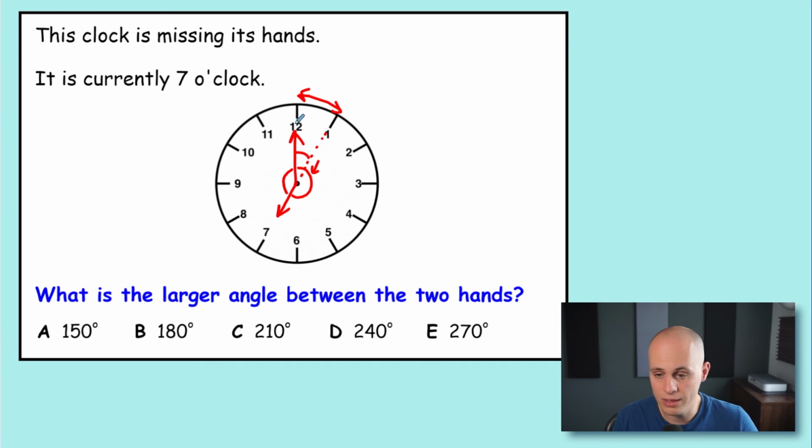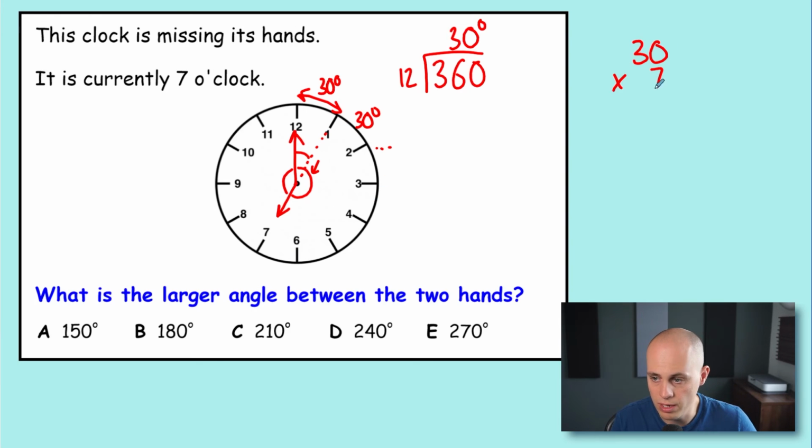So because it's a clock, that means there are 12 parts, and if you remember from earlier, when we did 360 divided by 12, we got an answer of 30. So we know that each little segment is 30 degrees. Okay, I'm not going to write it in all of them. You get the idea. And we want 7 of those. So now we're going to do 30 multiplied by 7.